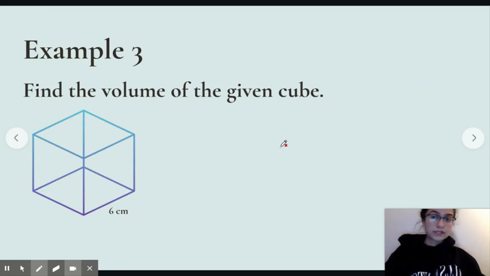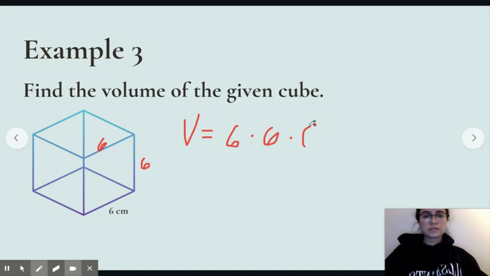All right, only difference here is that instead of telling you the edge length is this, I am giving it to you in a picture. So the thing with cubes is that they're not going to tell you every side because every side is the same, right? So if this is 6, that makes this also 6, that makes this also 6, right? That is the definition of a cube. All edge lengths are the same. Okay, so volume equals 6 times 6 times 6.